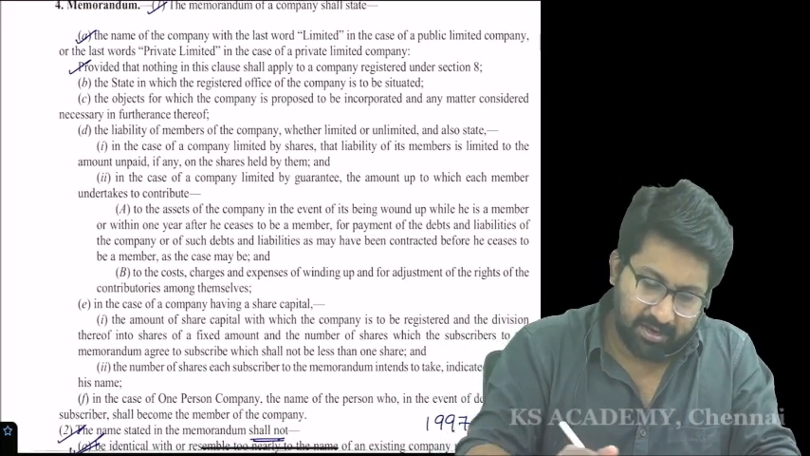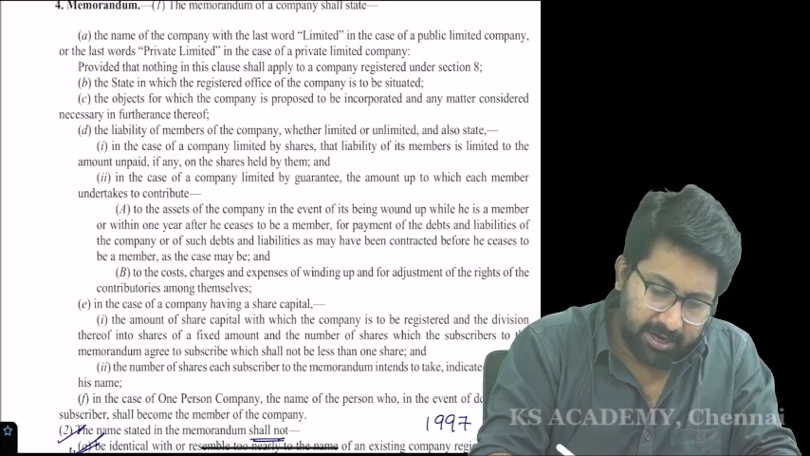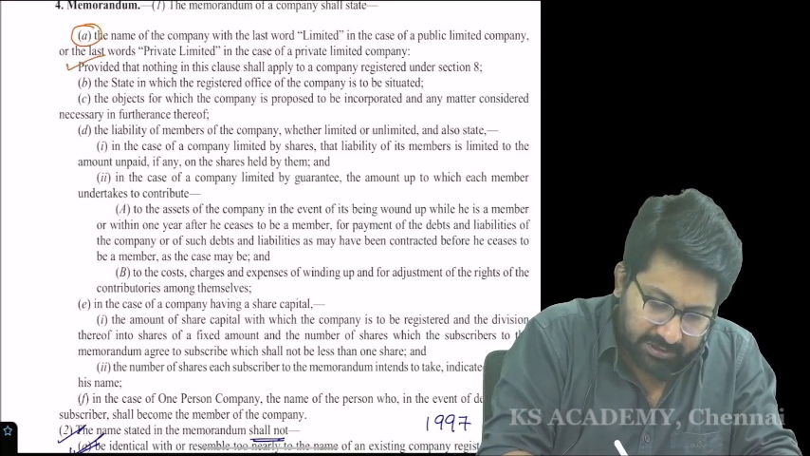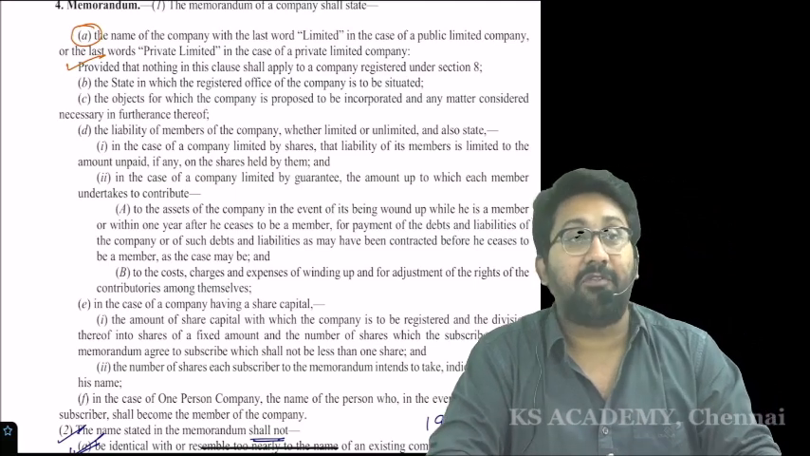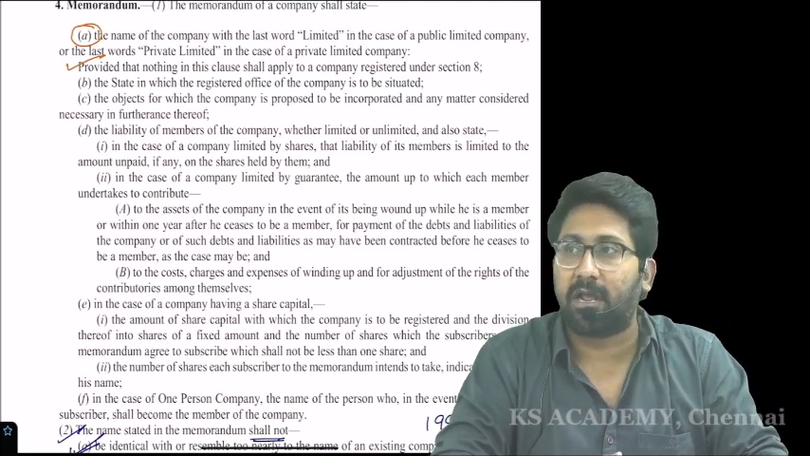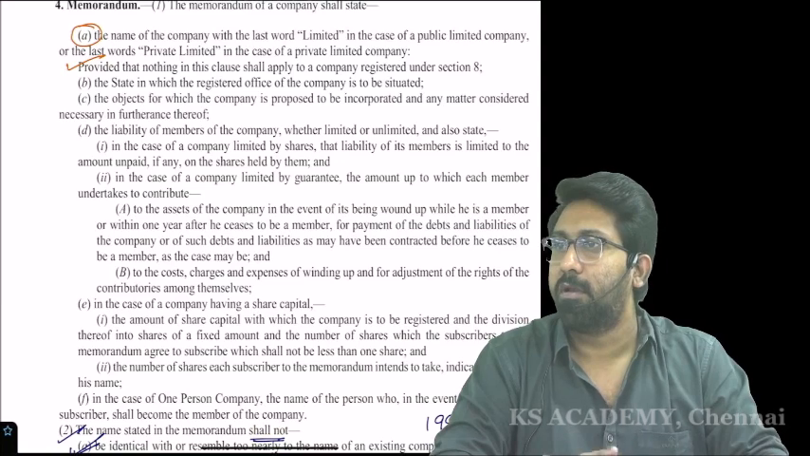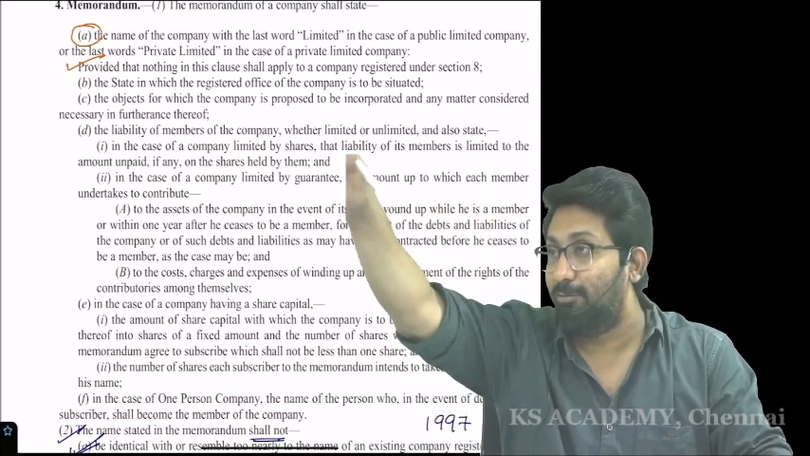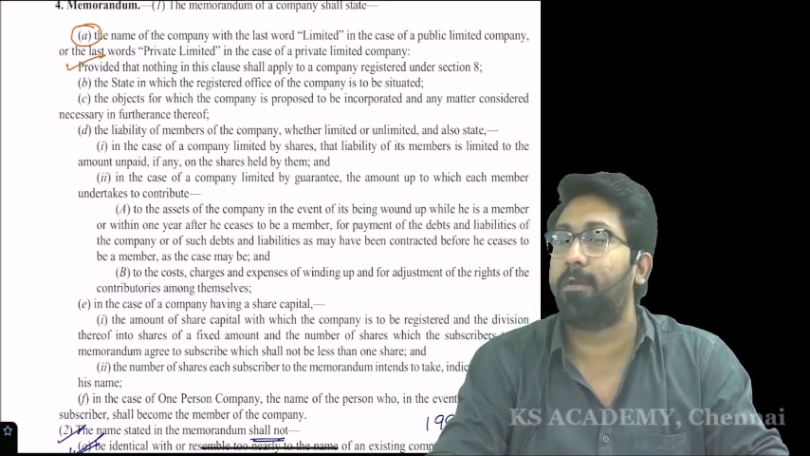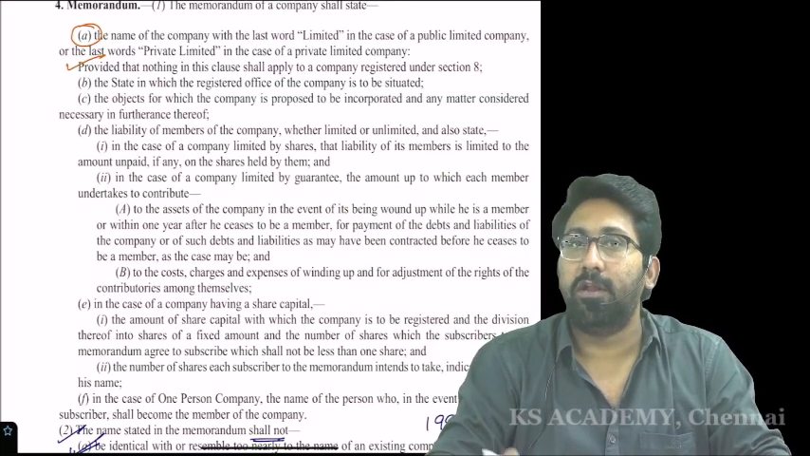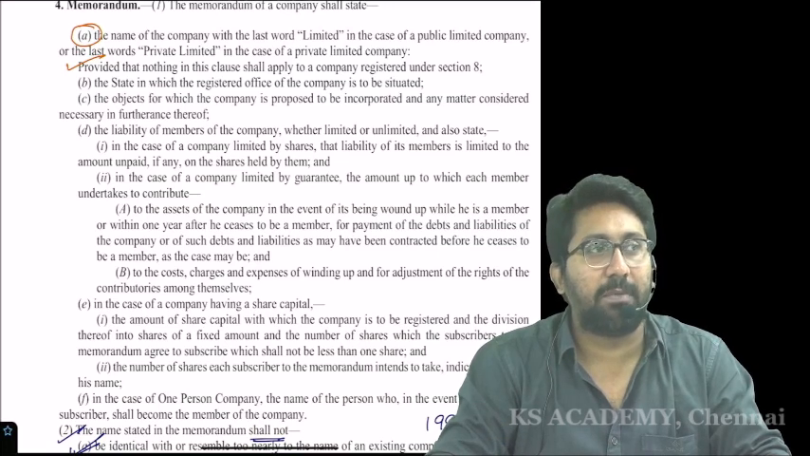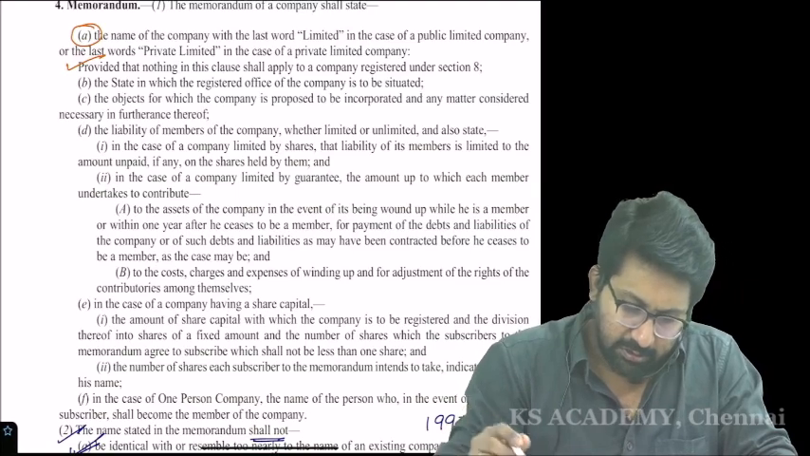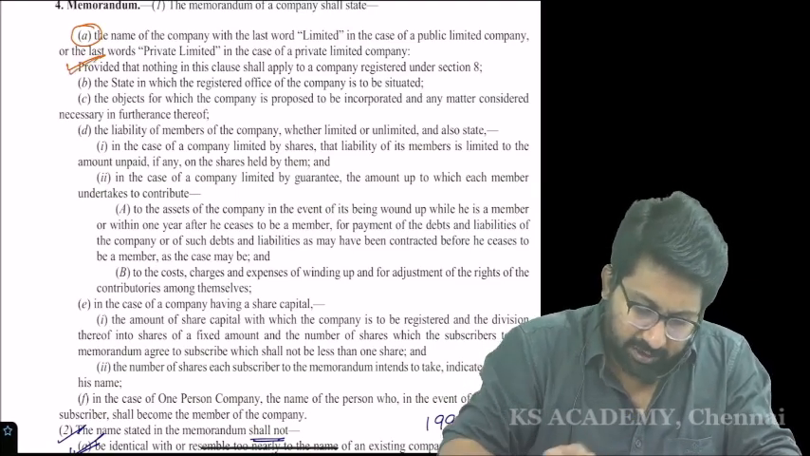If you remember, yesterday we completed 4.1a. We completed the proviso to 4.1a. I forgot to ask you, if it is a public limited company, the end of the name? Private? OPC? That we will see in OPC separate rules. A Section 8 company need not use the term limited or private limited, but can it use it voluntarily? Yes, it is possible. So point A completed, proviso over.